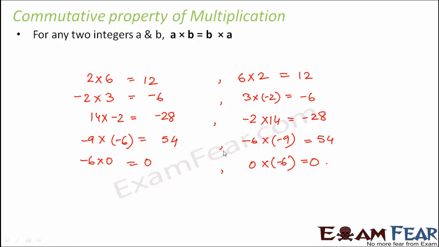So in each of these cases, we see that 2 into 6 is equal to 6 into 2. Minus 2 into 3 is equal to 3 into minus 2. So basically, even if we change the order of the integers, the product remains the same. Therefore, we say that for any two integers a and b, a into b is always equal to b into a. And this is the commutative property of multiplication.